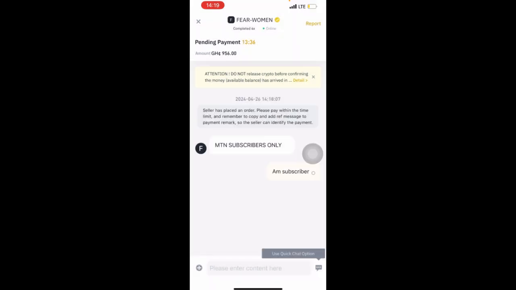to understand everything. Yeah, and you have to make sure that this 956 is in your mobile wallet or your account before you release your cryptocurrency.